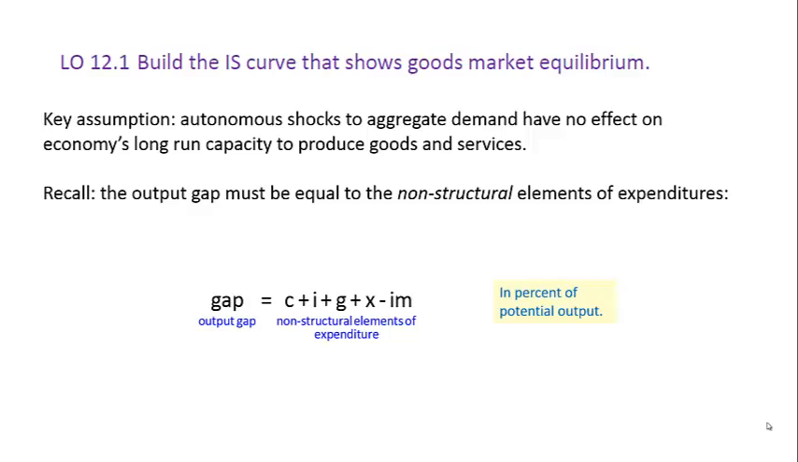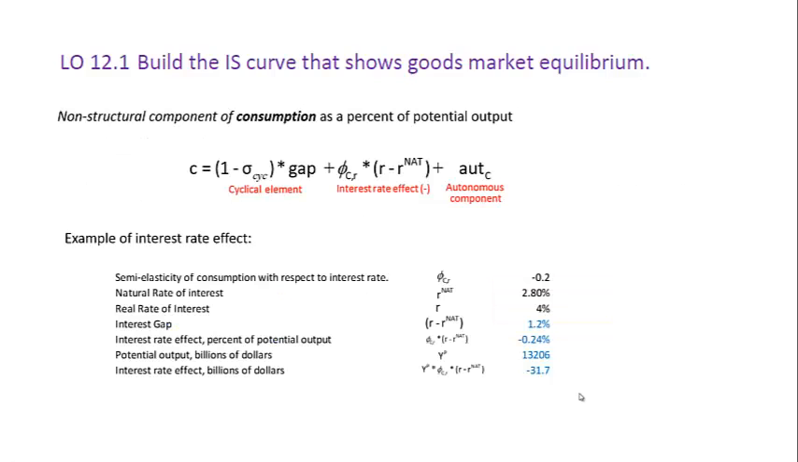So let's go back. This is Chapter 10. We made a key assumption, and that autonomous shocks to aggregate demand will have no effect on an economy's long-run capacity to produce goods and services. So therefore, we only need pay attention to the output gap, and the output gap must be equal to the non-structural elements of expenditures. So here we have the output gap: consumption, investment, government, exports, imports. And we discussed them in previous chapters, and everything here is in percent of potential output.